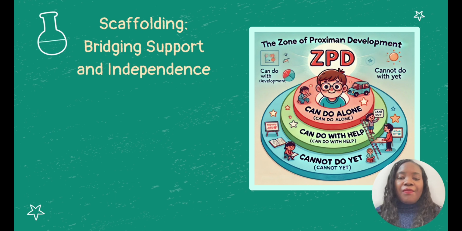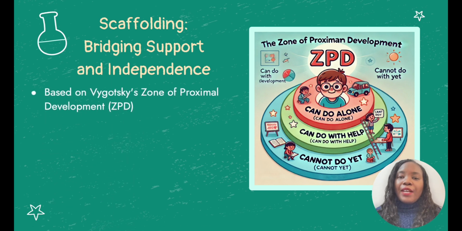Scaffolding is one of the most effective ways to support ELLs. Rooted in Vygotsky's theory of the zone of proximal development, or ZPD, scaffolding involves providing structured temporary supports that help students progress from dependence on the teacher to independent comprehension and production. For example, in one lesson, students may be introduced to new vocabulary with visuals and modeling, followed by guided practice and gradual release to peer-supported tasks. Eventually, learners demonstrate their understanding independently through speaking, writing, or performance tasks.